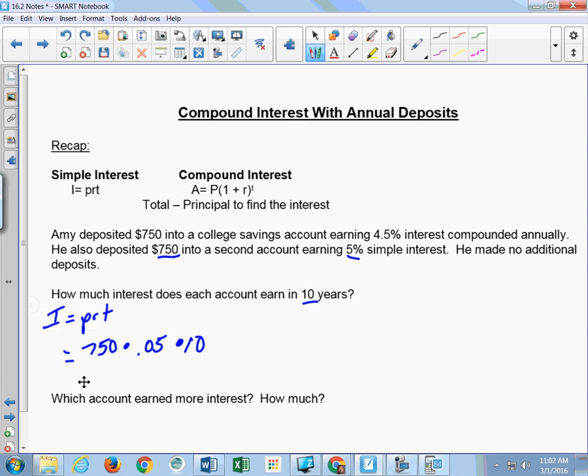Alright, did you get 375? So good. Alright, so on that account, he made $375 in interest. Okay, well, let's do the compound now. A equals 750 times 1 plus 0.045. It's different here, to the 10th power. Let's see what you get. Do that one on your own.